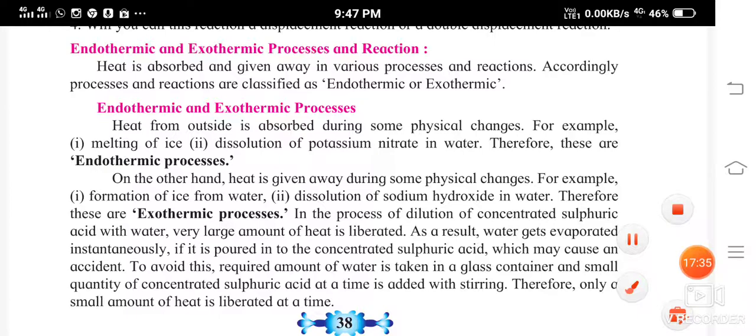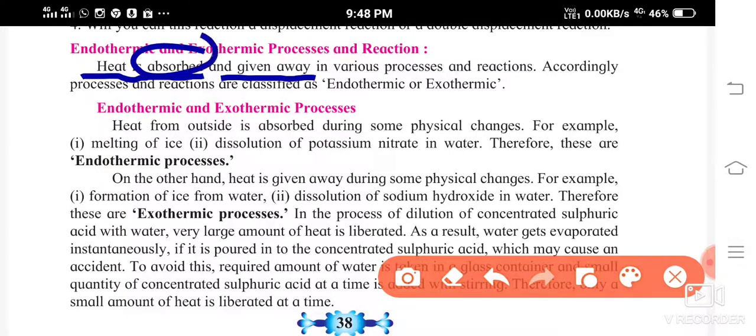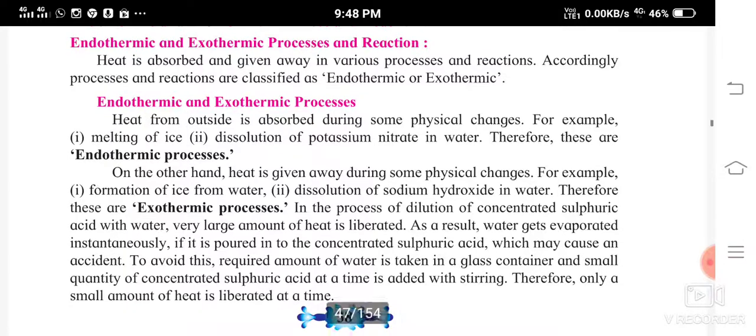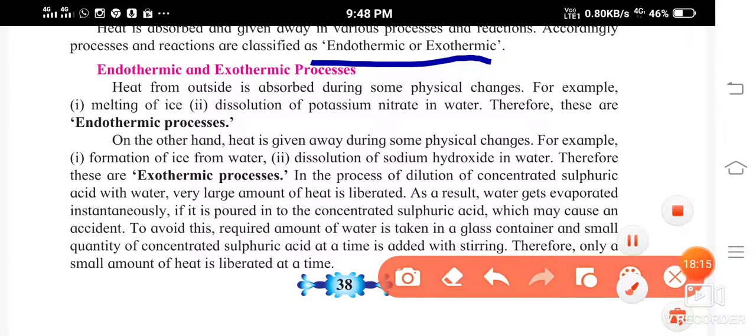Accordingly, processes and reactions are classified as endothermic and exothermic reactions. Sometimes during a reaction, heat is absorbed, and sometimes it is given away to the atmosphere, that is, to the environment. In some reactions heat is absorbed, in some reactions heat is given away, so these processes and reactions are classified as endothermic and exothermic reactions.